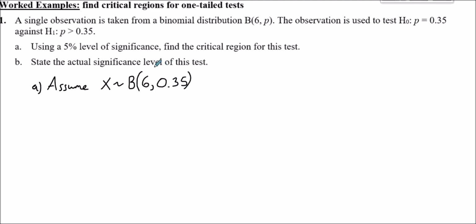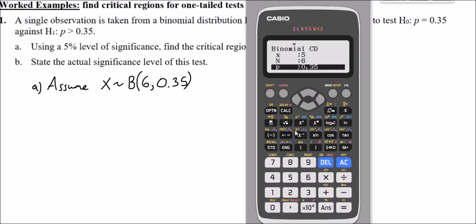So again, best way to start these off is by trial and error. We're hunting for a value of roughly 0.95 because of this 5% significance level. So first of all, let's have a look and try, say, I don't know, x being equal to 3, just plucking that out from nowhere.